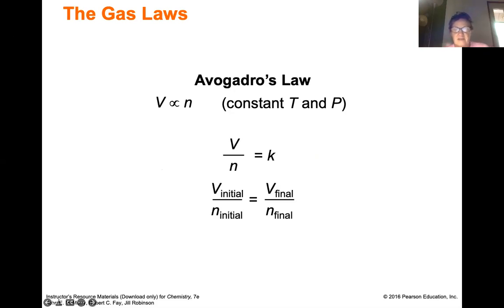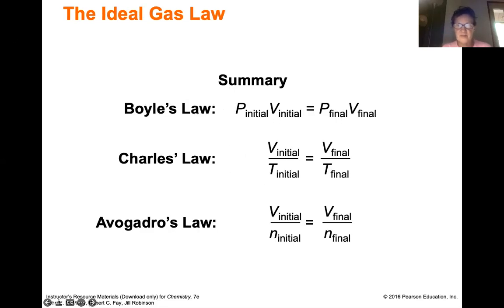And so just like the other laws, you can rearrange them to think of how this could be useful. So if volume is proportional to the number of moles, then volume over number of moles is equal to some constant. So that constant will always be the same if temperature and pressure are the same. That means the volume initial over the initial number of moles, if you're holding temperature and pressure constant, has to be equal to the volume final over the final number of moles. So here's just a summary of those, and we're going to be combining all of these into an equation in a second.